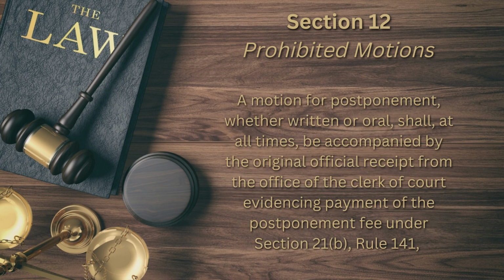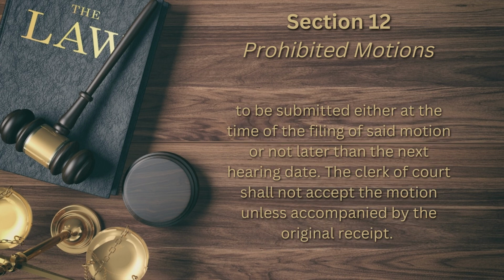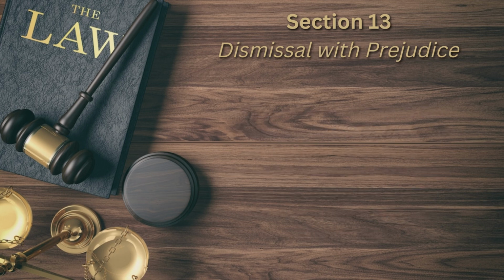A motion for postponement, whether written or oral, shall at all times be accompanied by the original official receipt from the office of the clerk of court evidencing payment of the postponement fee under Section 21B, Rule 141, to be submitted either at the time of the filing of said motion or not later than the next hearing date. The clerk of court shall not accept the motion unless accompanied by the original receipt.